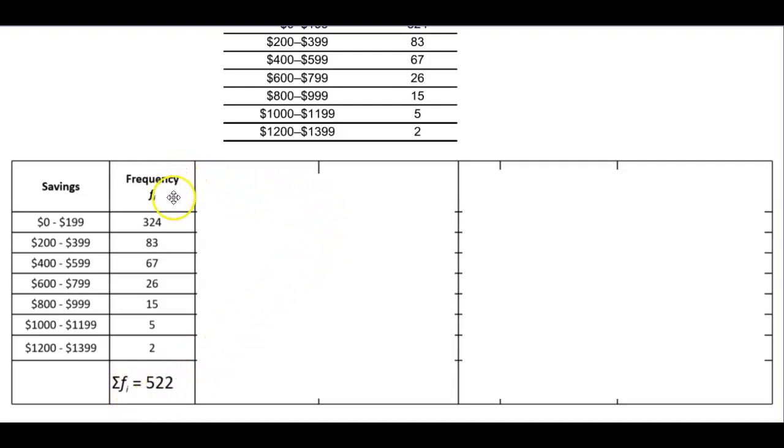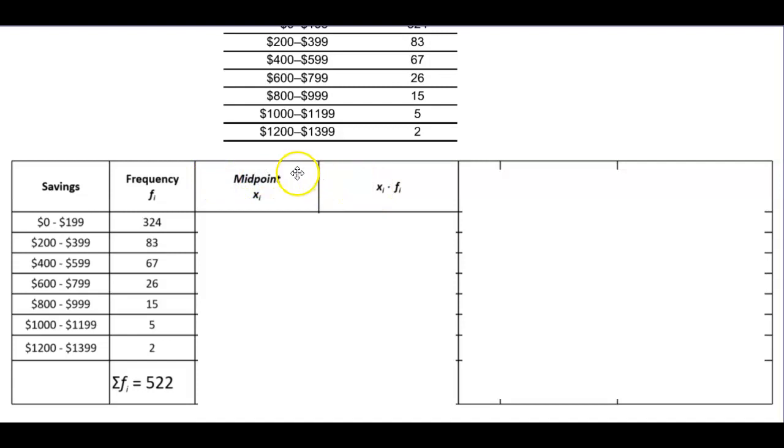Now we want to find the mean first. That means we have to look at two different columns, so we're going to add two columns here. The first column is the midpoint, and the next column is the midpoint times the frequency. To find a midpoint, we take the two lower class limits, 0 and 200. We take 0 plus 200 divided by 2, which gives us 100.